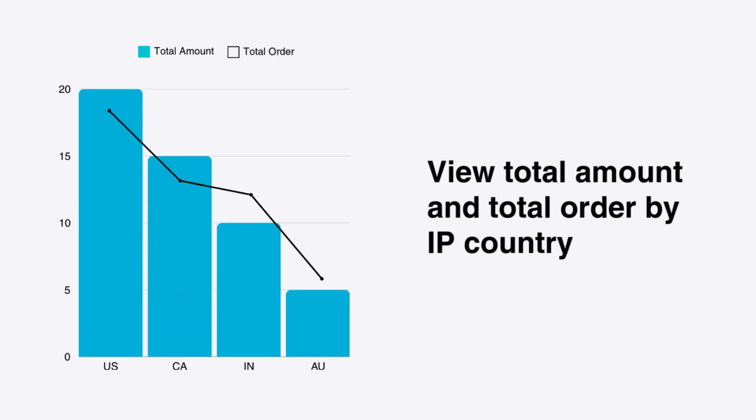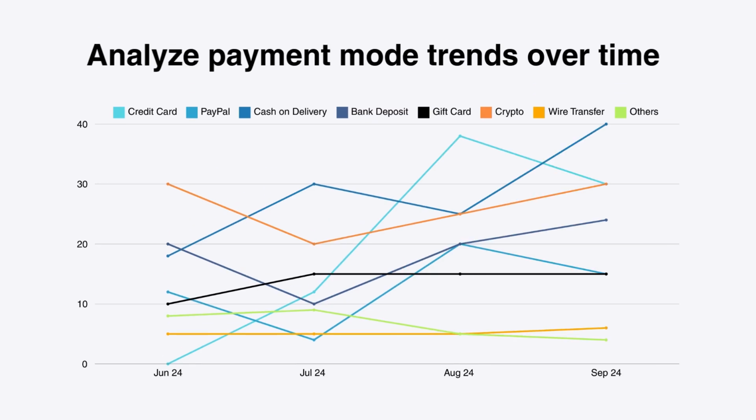View total spending with our bar chart and track total orders using the line chart to spot suspicious activity by IP country. Plus, analyze payment mode trends over time, including hourly, daily, and monthly fluctuations. You can catch any holiday spikes that could signal red flags.